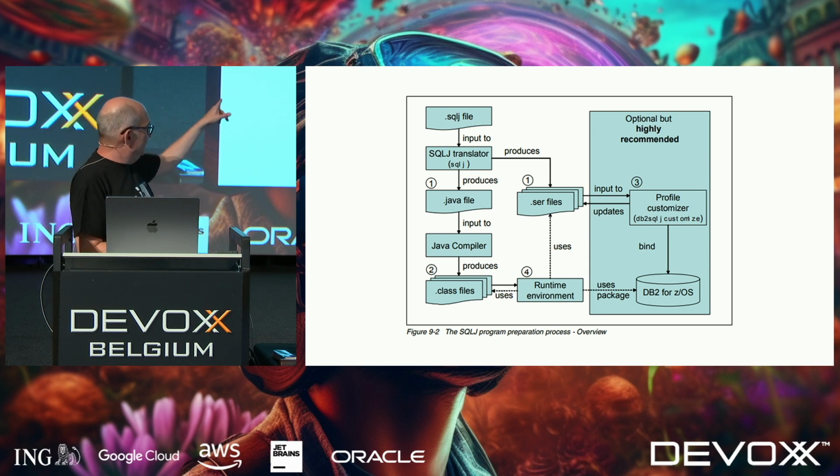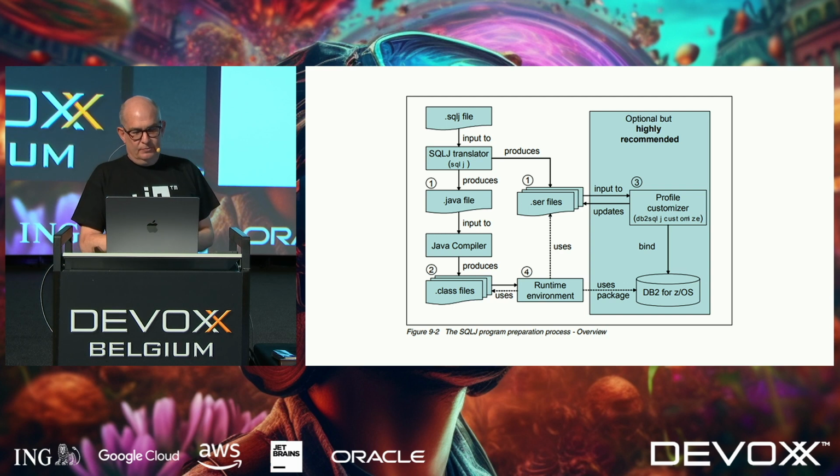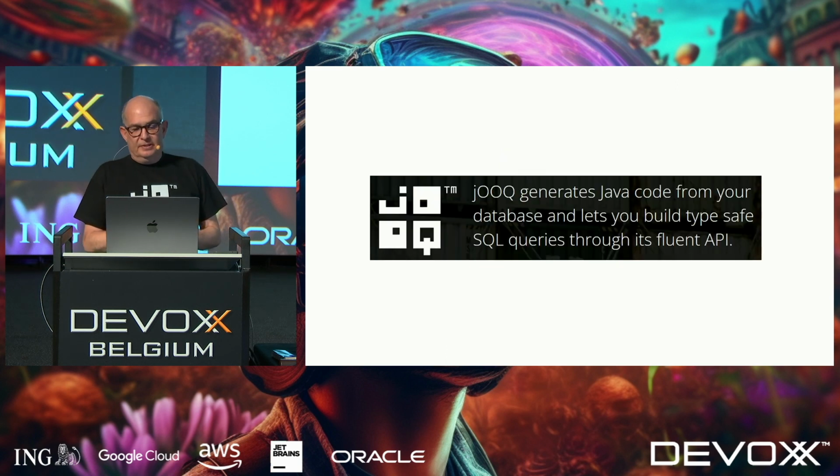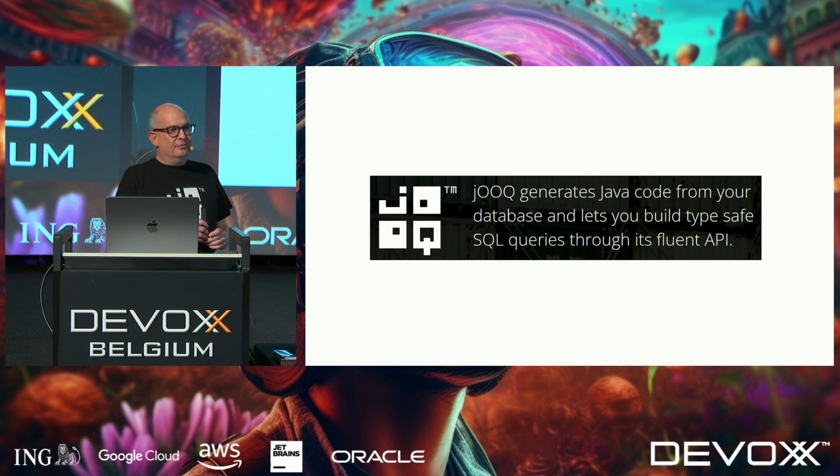And that's what's happening with these .c files that were used to do that there. But we will not talk about embedded SQL, but we will talk about something similar, because we will talk about jOOQ. That's from the website, and it says it generates Java code from your database and lets you build type-safe SQL queries through a fluent API.